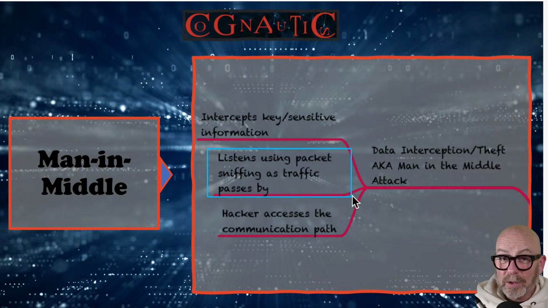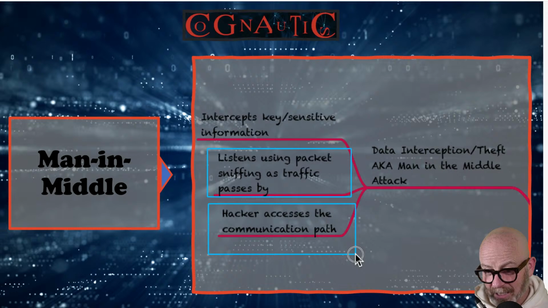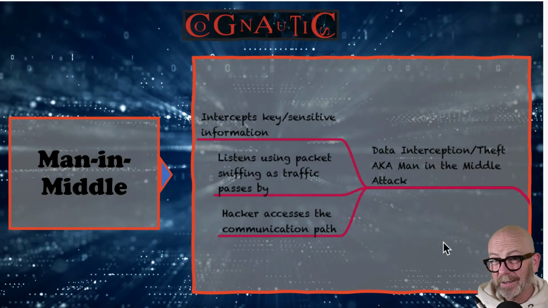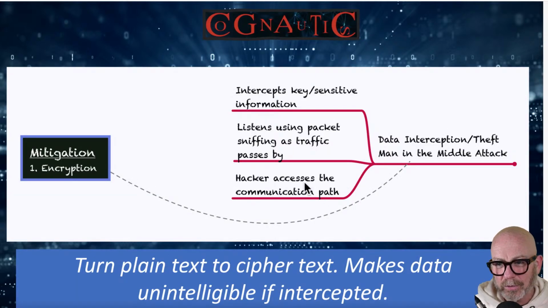You use packet sniffing software to intercept traffic as it goes past, used in a wireless network, like I said, and then this gives the hacker access to the communication path. The difficulty is that wireless transmission is not as secure as wired transmission. You could perform a man-in-the-middle attack on a wired network, but it's much harder because you've actually got to physically get into that system. That's quite a difficult thing to do.